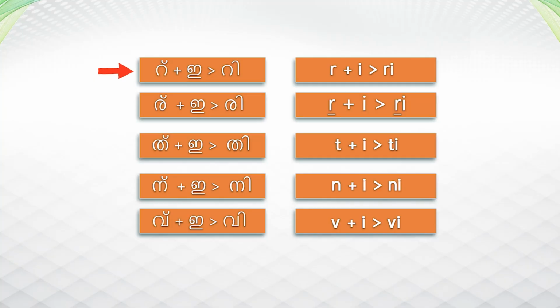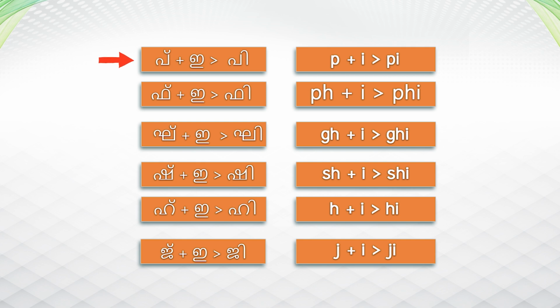R plus E, Ri. N plus E, Ni. V plus E, Vi. P plus E, Pi. Bh plus E, Bhi. Gh plus E, Ghi. Sh plus E, Shi. H plus E, Hi. J plus E, Ji.